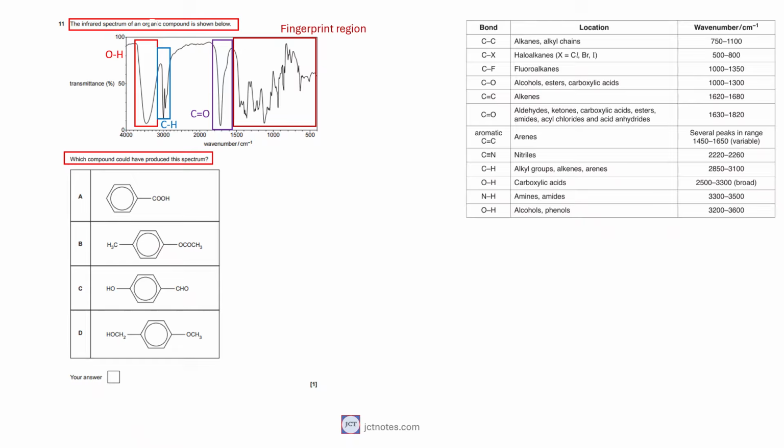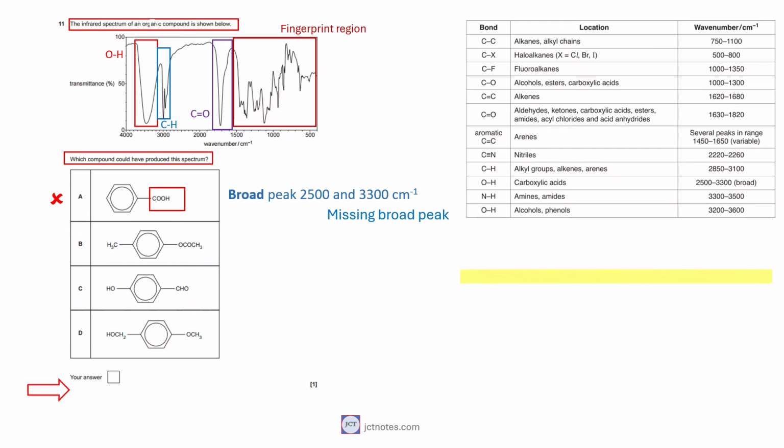We now check the different compounds given. Option A has a carboxylic group. This is characterized by a broad peak between 2,500 and 3,300 reciprocal centimeters. We have peaks in this region, but they are not broad. We discard option A. Option B does not have a single oxygen-hydrogen bond. We discard option B. Option C has a single oxygen-hydrogen bond, carbon-hydrogen bond and double carbon-oxygen bond. Option C could give the profile shown. Option D does not have a double carbon-oxygen bond. We discard option D. The only option that fits the profile is C. The answer is C.